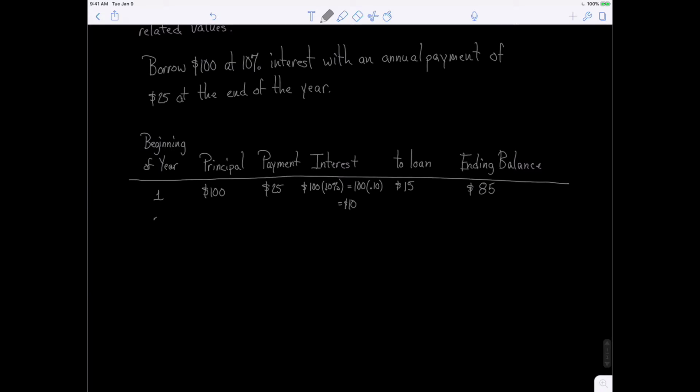Now let's try this again. At the beginning of year 2, it's now the ending balance of the prior year, the $85. For the rest of these, since every number here will have a dollar sign, we're not going to write the dollar signs. So again, at the end of the year, I pay $25. And now the interest, and we're going to do this: let me round all calculations to the nearest dollar.